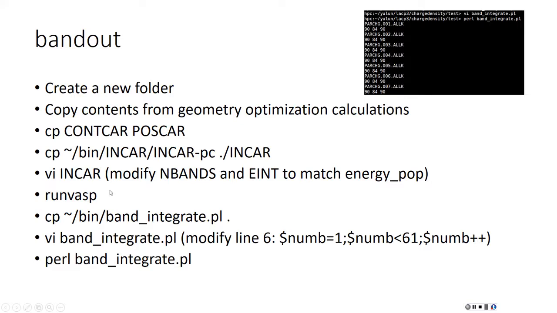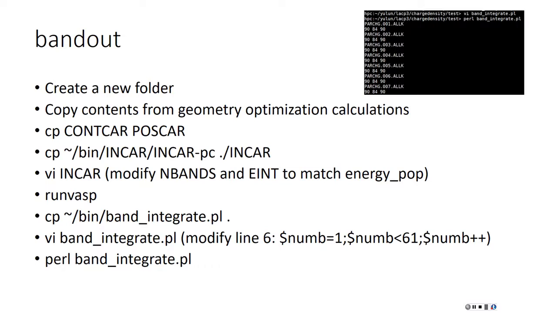After the calculation is done, we can use this command. Basically, we just need to change one line, line number 6. Here, the first number is the starting orbital, and the second one is the ending orbital. Finally, just run Perl to run this code.